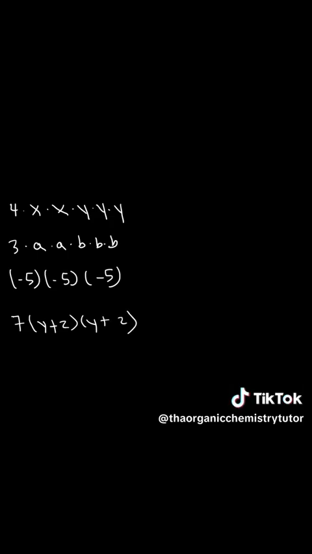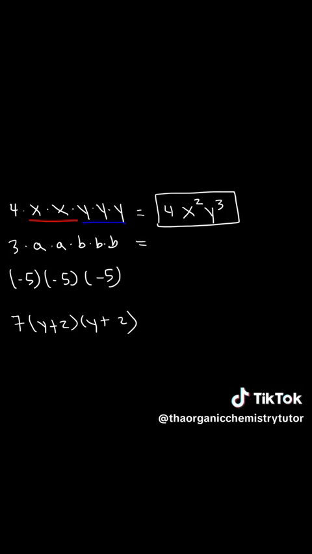Okay, let's start with the first one. So we have a single 4, which you can say 4 to the 1st power, or just leave it as 4. And then we have 2 x variables multiplied to each other. So x times x is simply x squared. And there are 3 y variables, so we can write it as y cubed. So this single term is called a monomial. And so the answer is 4x squared y cubed.